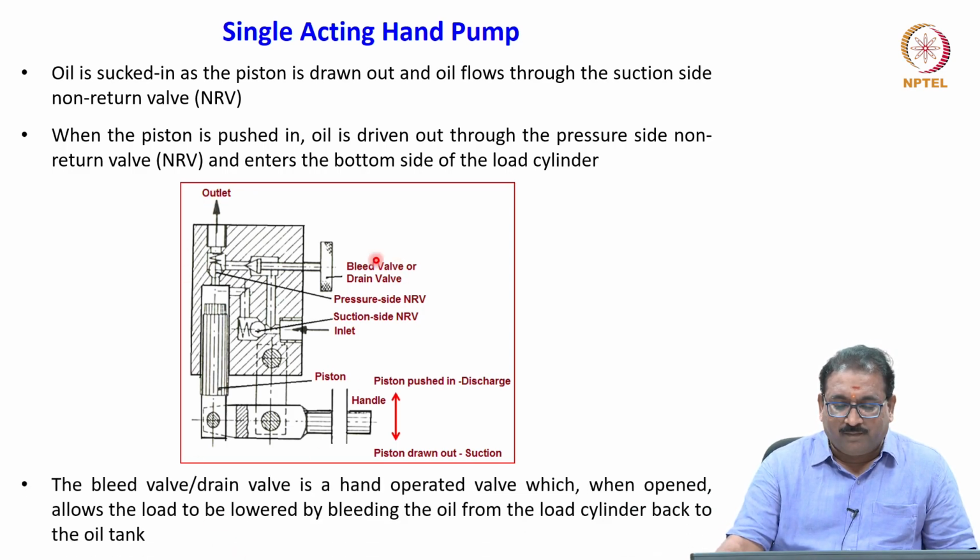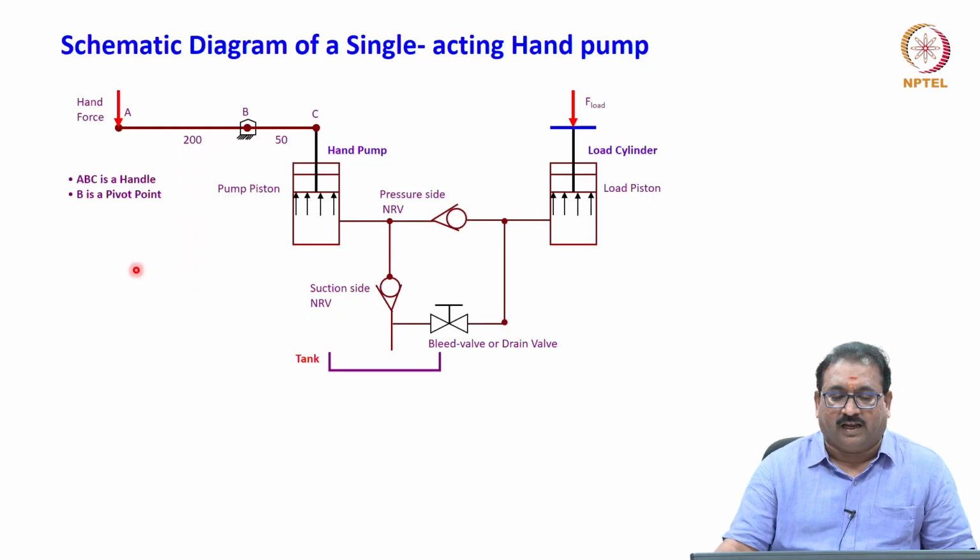The bleed valve or drain valve is hand operated. When opened, it allows the load to be lowered by bleeding the oil from the load cylinder back to the oil tank. It will not enter here; directly it will go to the tank. This is schematically shown in the line diagram here, friends. Here I have shown the load cylinder also. You will see this is a hand pump actually.